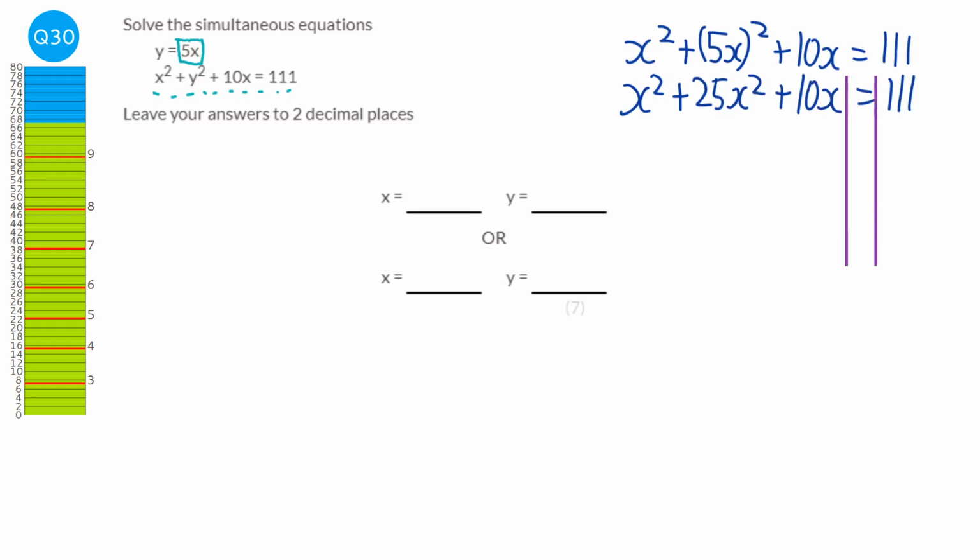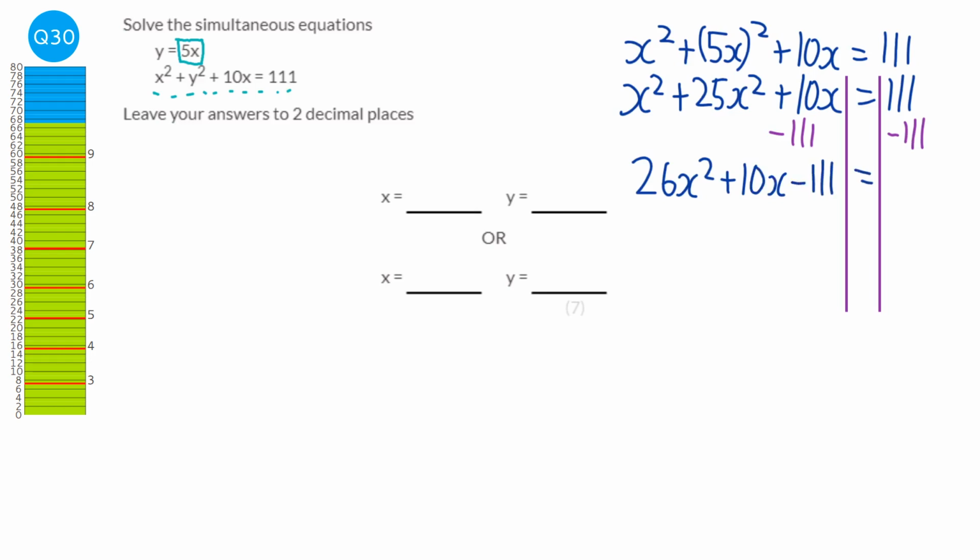I'm going to just put our solving lines in. It's not much solving to do, because all we need to do is take away 111 from both sides to get it equal to 0, which we need to be able to solve the quadratic. So x squared plus 25x is 26x squared plus the 10x, and we're taking away 111 from both sides, so that will equal 0.